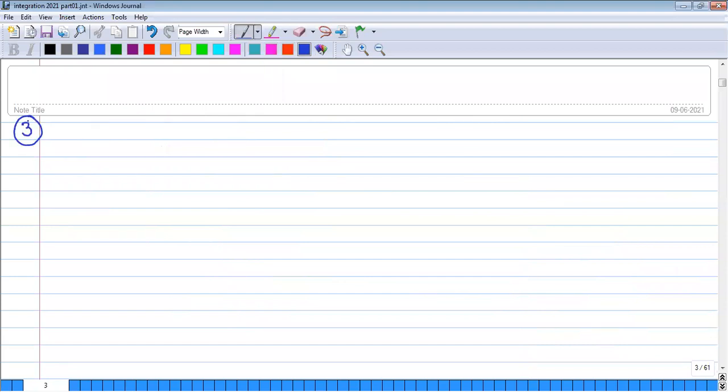Third problem. Integral 1 minus root x upon 1 plus 4th root x dx. First option.